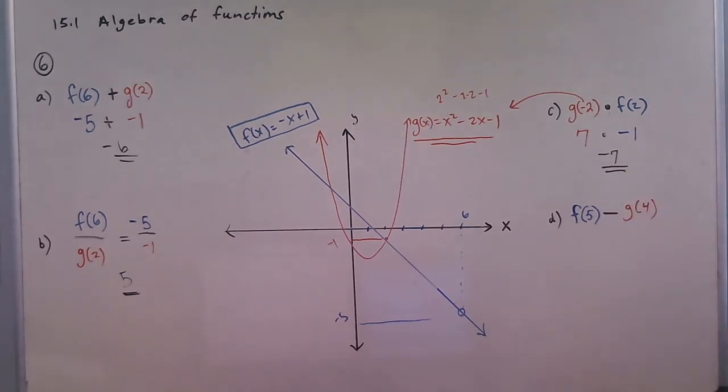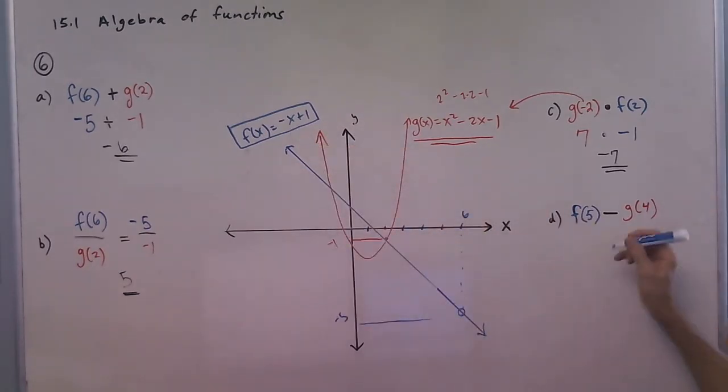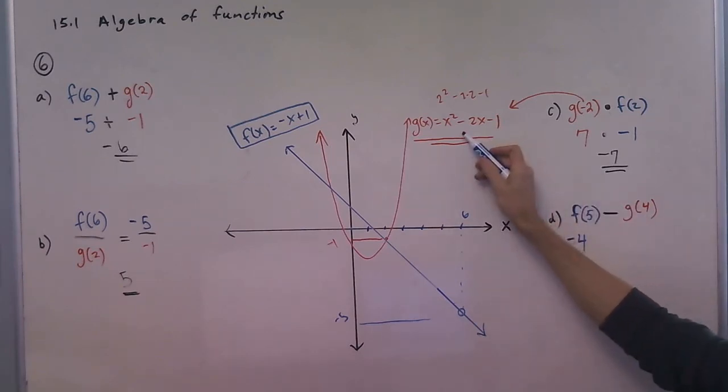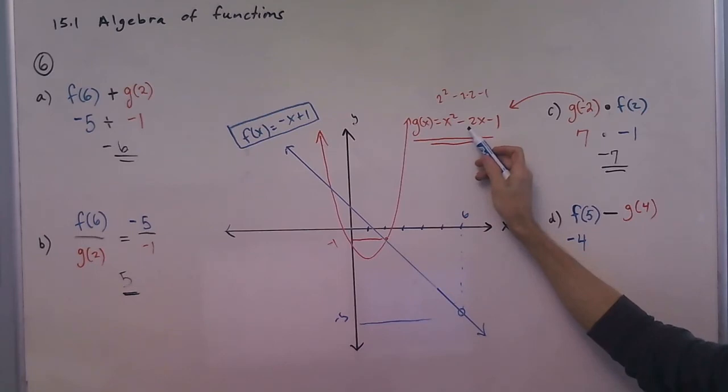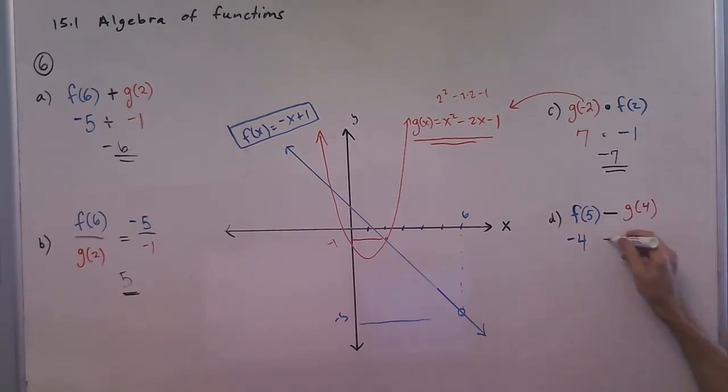Okay? Then here we haven't calculated either of these before, so we can put 5 into this function. We get -4. And then when we put 4 into this function, we'll get 7. And then we subtract those and get -11.